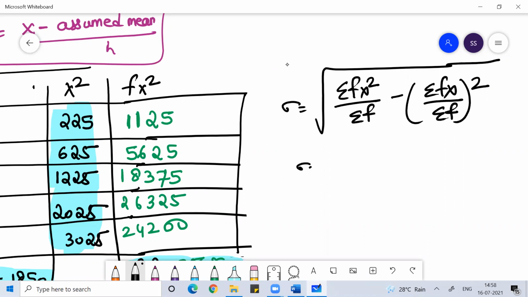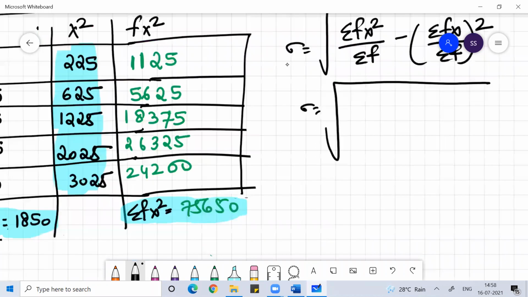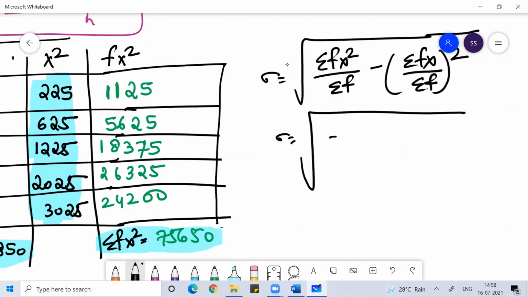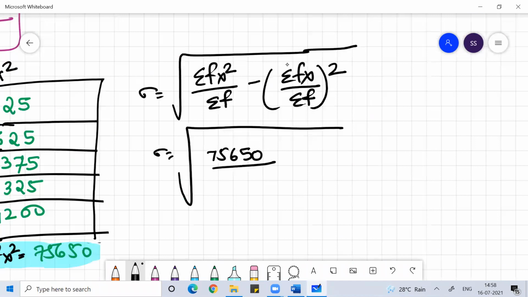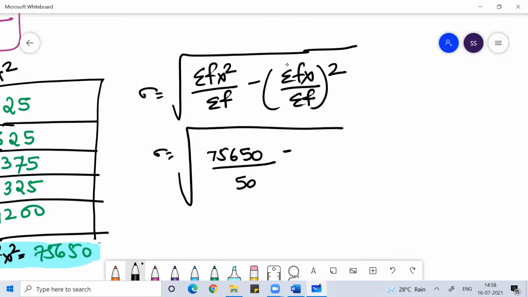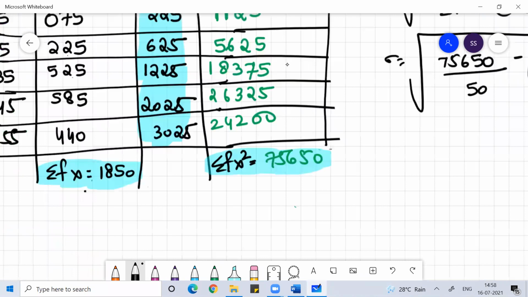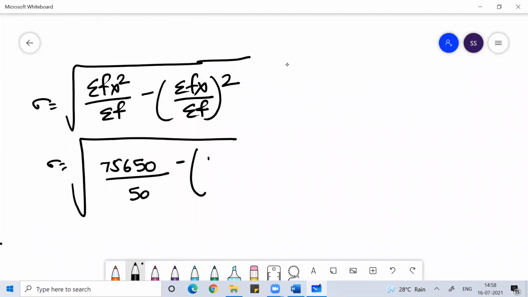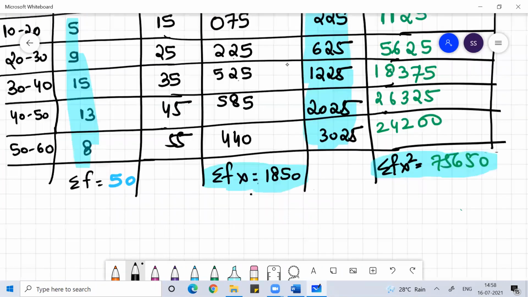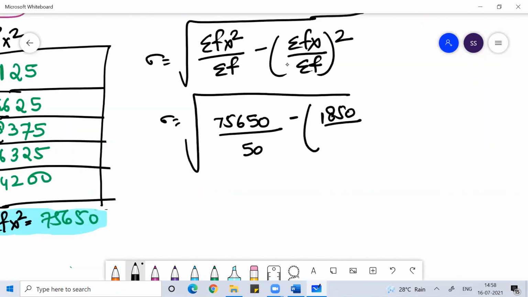So you can calculate the sum of fx square, that is 75650, divided by sum of f. Sum of f is 50, minus sum of fx, 1850 by 50, whole square. You can find the standard deviation.